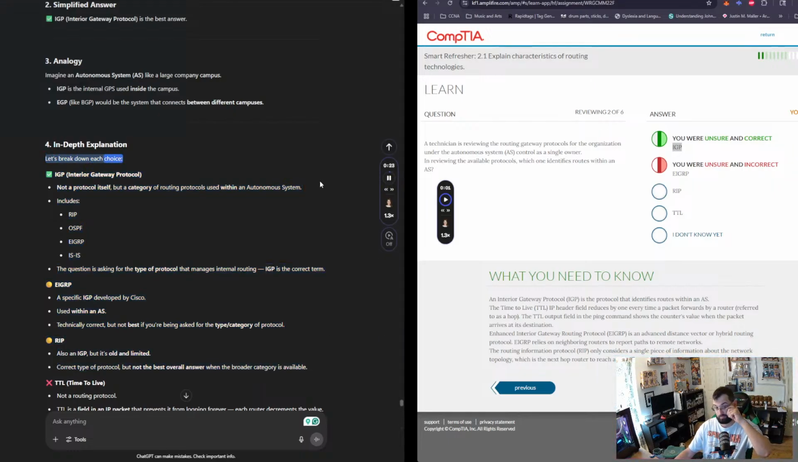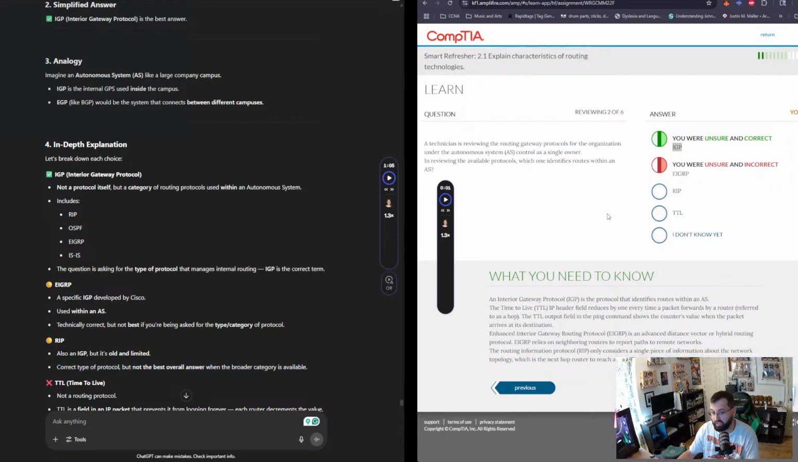Let's break down each choice. IGP, Interior Gateway Protocol. Not a protocol itself, but a category of routing protocols used within an autonomous system. Includes RIP, OSPF, EIGRP, IS-IS. The question is asking for the type of protocol that manages internal routing. IGP is the correct term. EIGRP, a specific IGP developed by Cisco, used within an AS. Technically correct, but not best if you're being asked for the type or category of protocol. RIP, also an IGP, but it's old and limited. Correct type of protocol, but not the best overall answer when the broader category is available.